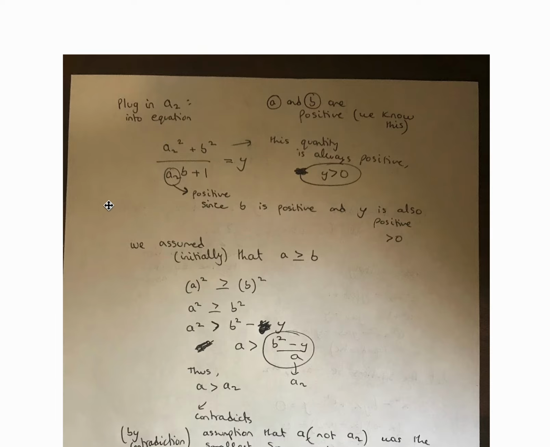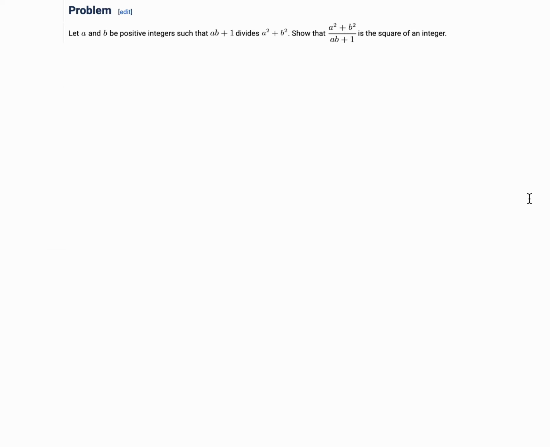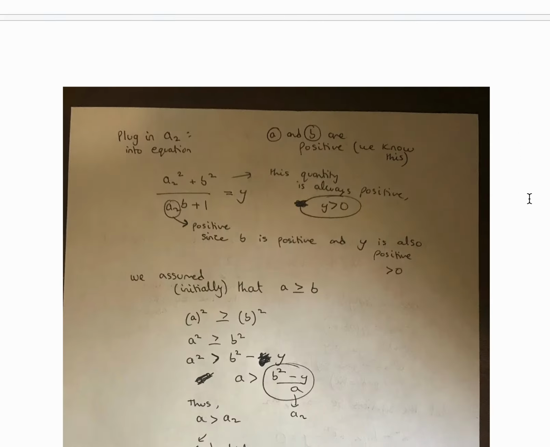Another observation that I can make here is that a2 is going to be positive because b is positive and y is positive. Remember, y is the square of an integer, so that means that y is positive. That means that a2 has to be positive.